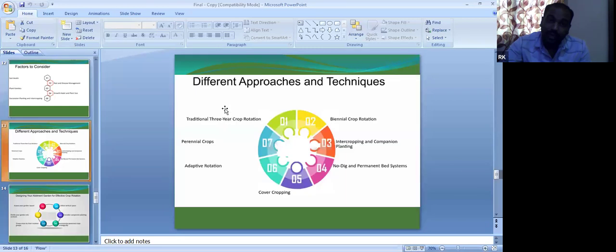Design, this is a different approach and technique. What are the different 3-year rotations? Perennial crop means, suppose I go for a fodder crop, for example Napier grass. Napier is a perennial, so we get first cutting, second cutting, third cutting. That is one type. And seed dispersing: if the seed comes automatically, that is buffalo grass, for example.